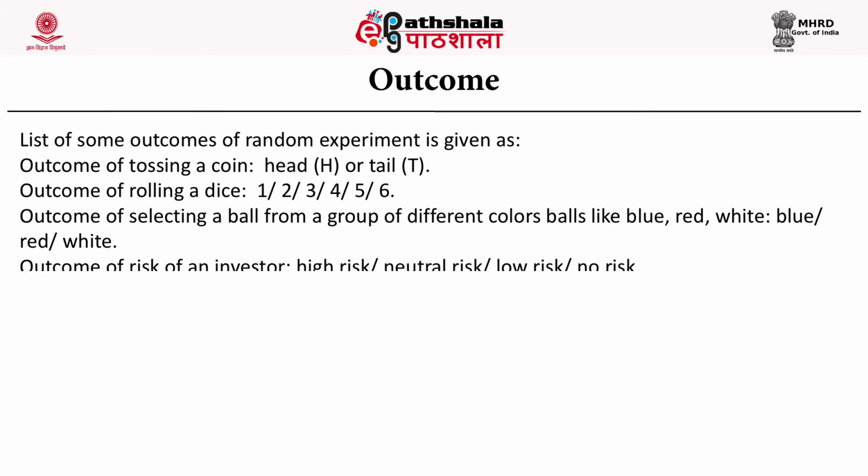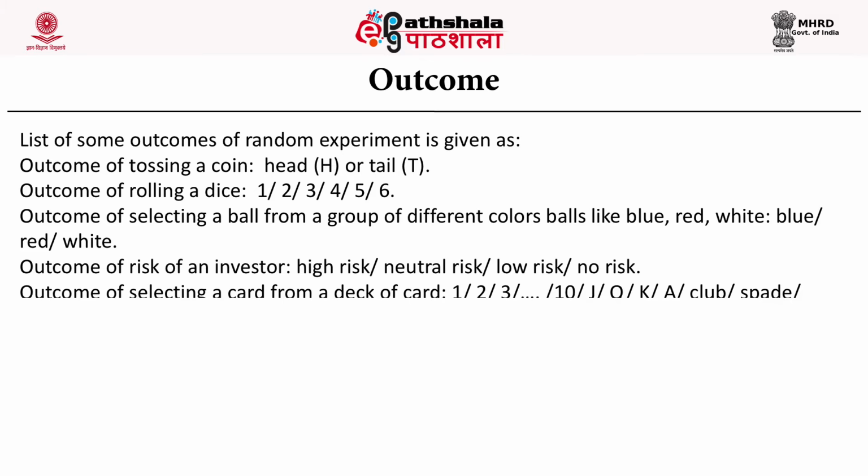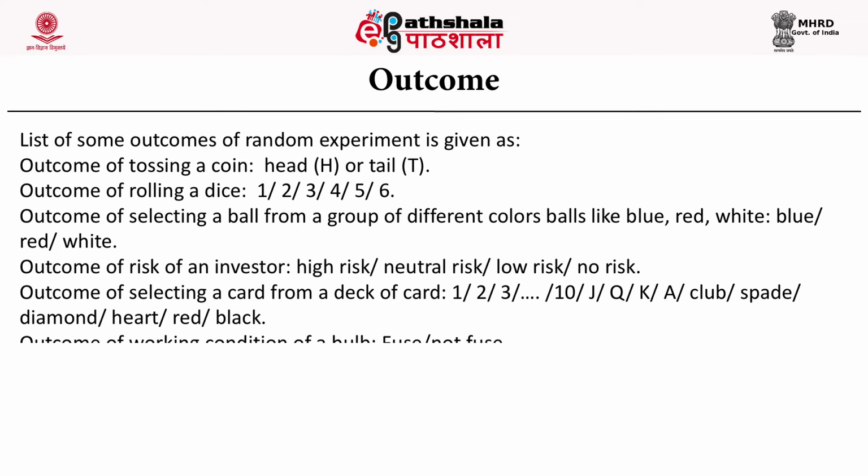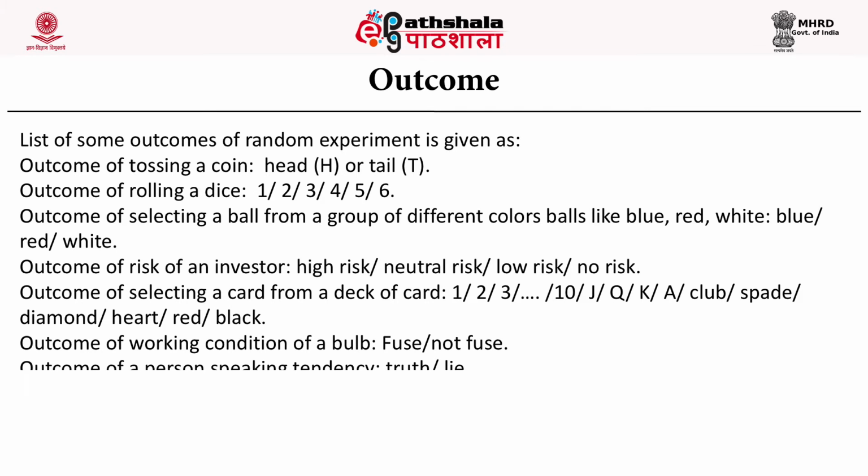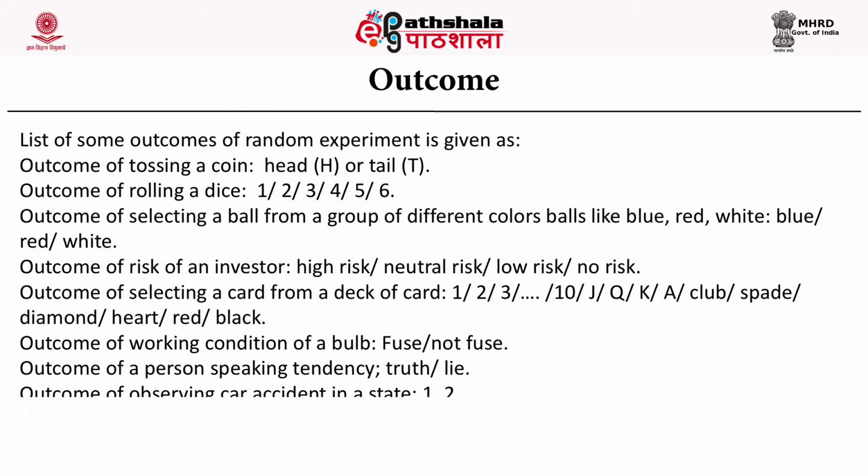Outcome of risk of an investor, that is high risk, neutral risk, low risk or no risk. So these are the possibilities that one can see if an investor invests his money in the market. Outcome of selecting a card from a deck of cards. So we know that there are 52 cards, and so the outcome will be 1, 2, 3 up to 10, J, Q, K, A, club, spade, etc.